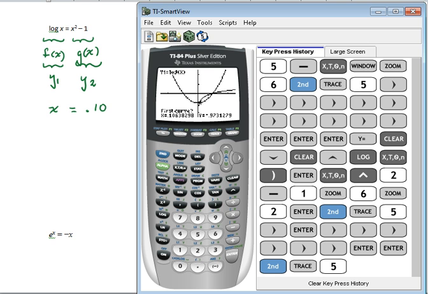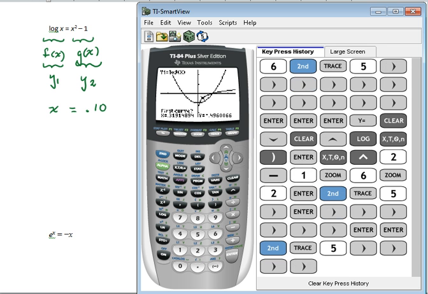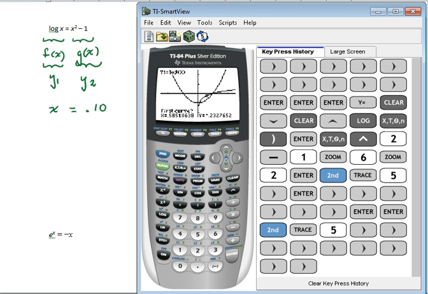5 for intersect. We're back to the log x graph. And let's use the right arrow to move close to the second point of intersection. Press enter. Now the blinking cursor is on the lower function, which is y equals x squared minus 1.